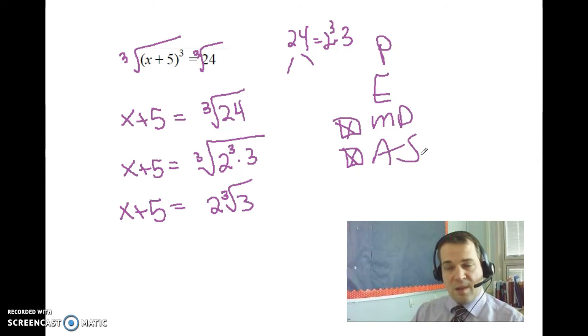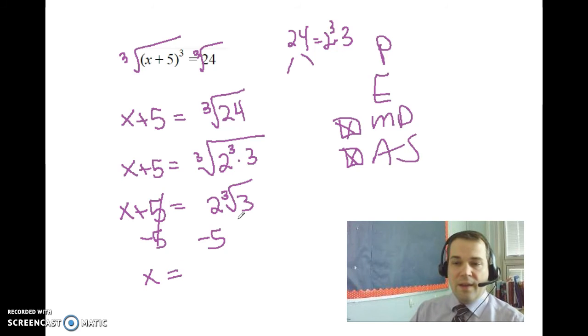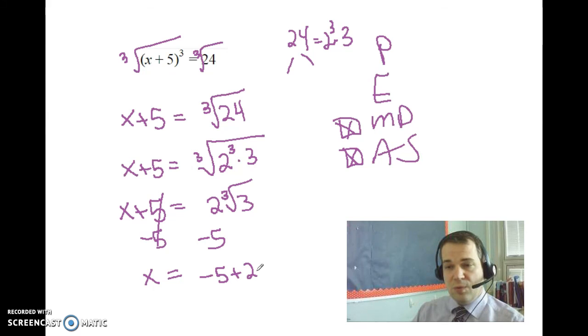I'm starting back down at the bottom of the order of operations. Is there anything to add or subtract to get x by itself? Of course, I could subtract 5 from both sides. These will cancel. And then these are not like terms. The negative 5 has nothing on it, but this 2 has a cube root of 3 on it. So they're not alike, and I cannot combine them unless they're alike. So the best I can do is say x equals negative 5 plus 2 cube roots of 3.